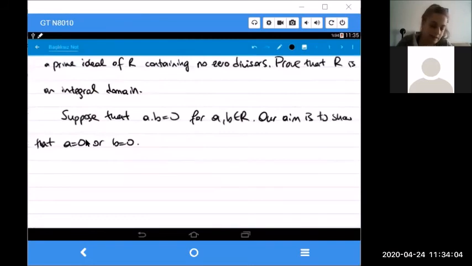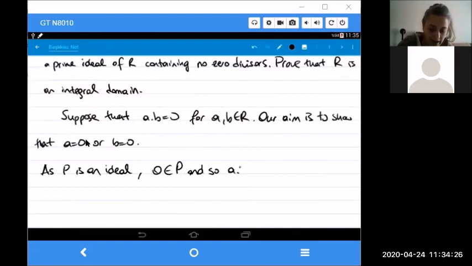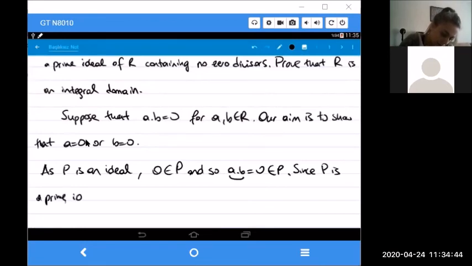Okay? Now, we know that since P is a prime ideal, it's an ideal, right? As P is an ideal, we know that it contains 0, the additive identity. 0 lies in P. And so A times B, which is equal to 0, lies in P. Now we have a product here, A times B lying in a prime ideal. This means that either A is in P or B is in P, since P is a prime ideal.